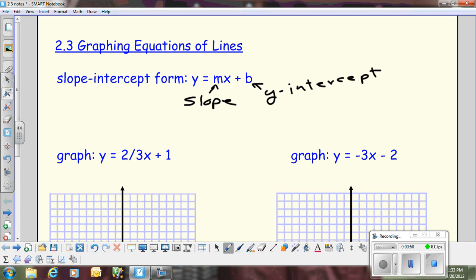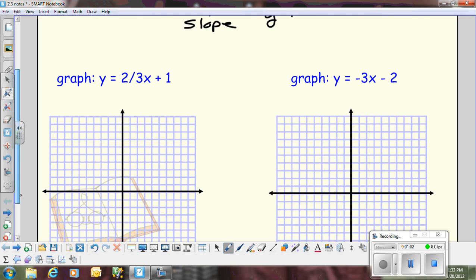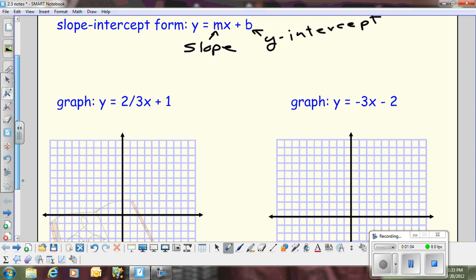And when I talk about the y-intercept, what is that? Where it crosses the y-axis. Very good.